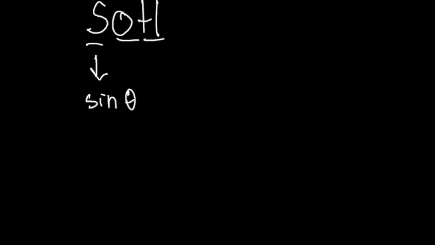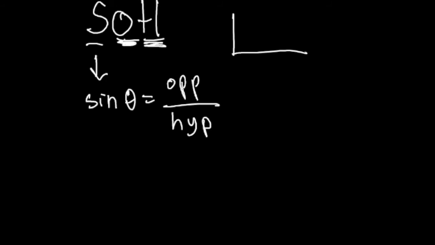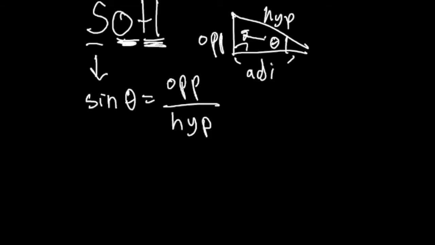Let's look at SOH. The S stands for sine, and then we have an angle, let's say theta, and this is equal to the opposite over the hypotenuse. So if we have a triangle, and we have theta right here, and this is the opposite side, and this is the right angle, so this is the hypotenuse, and then this is the adjacent side. Sine, so S, is opposite over hypotenuse. So if we knew this length and we knew the angle, then we could find the hypotenuse.